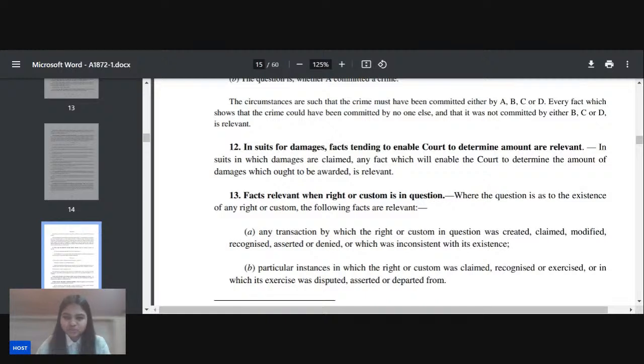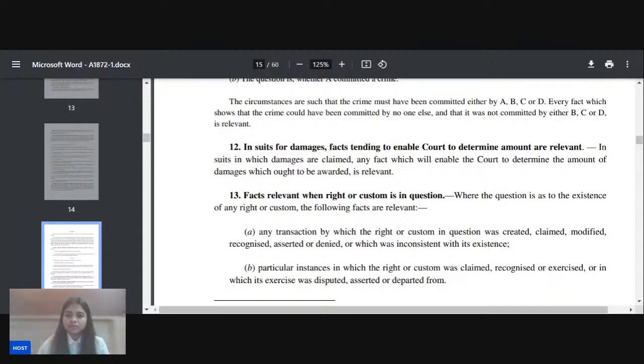It's not that important, right? Section 12, which is in suits for damages, facts tending to enable the court to determine the amount. 13 is facts relevant when right or custom is in question. Now, if you see section 13, it's talking about facts which are relevant when right or custom is in question. Connected with 13 are other sections also, which talk about customs in this Act.